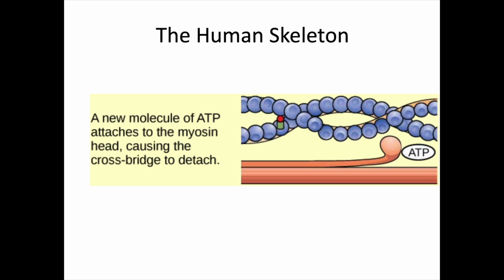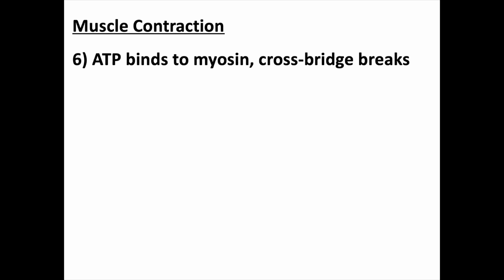So what happens next is ATP is going to come in, bind to that pocket, and that is what is going to detach this myosin head from where it was attached to this actin protein. So oddly enough, the binding of ATP to myosin is what causes this cross bridge to break apart.